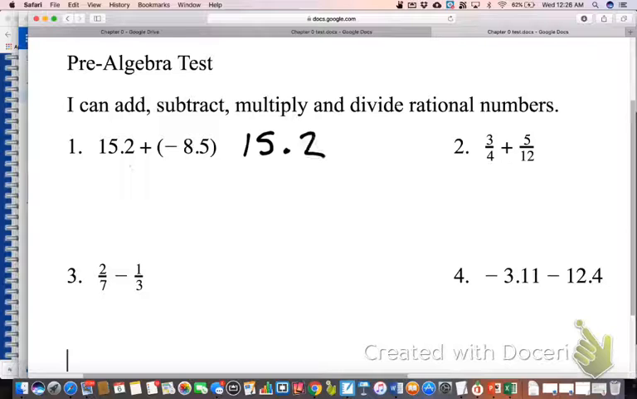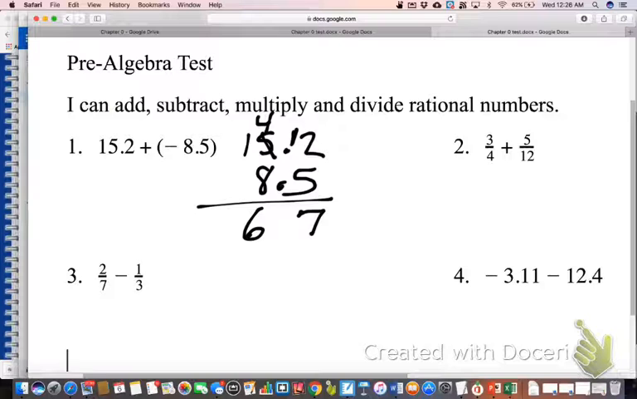So 15.2 take away 8.5. And you remember from grade school, I've got to borrow from this 5, make that a 4, to turn that into a 12. 12 minus 5 is 7, and then 14 minus 8 is 6. I line up my decimal, just bring it straight down from the problem right there. And it's going to be a positive 6.7 because I have more positives than I do negatives. So the answer is positive 6.7.